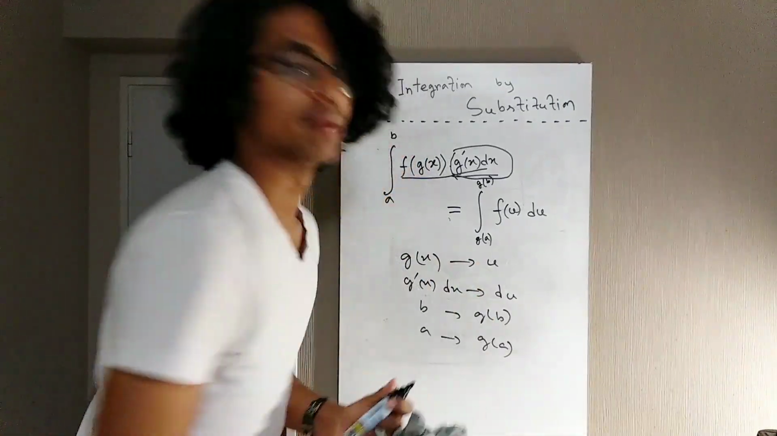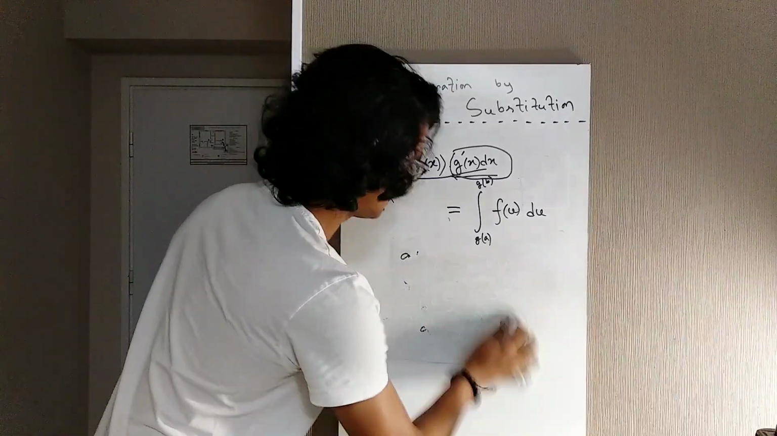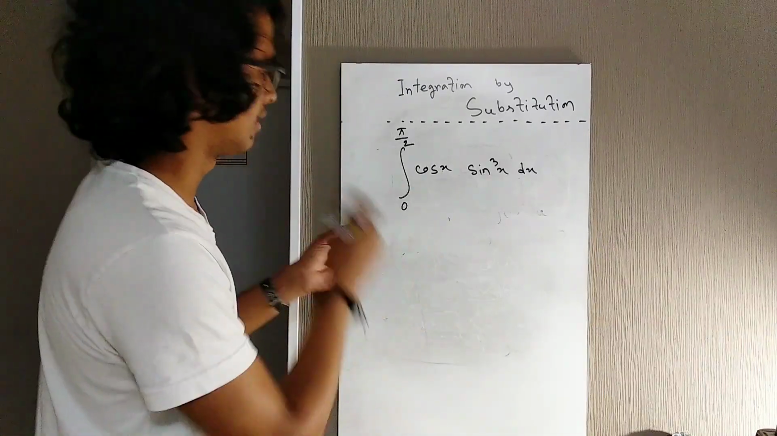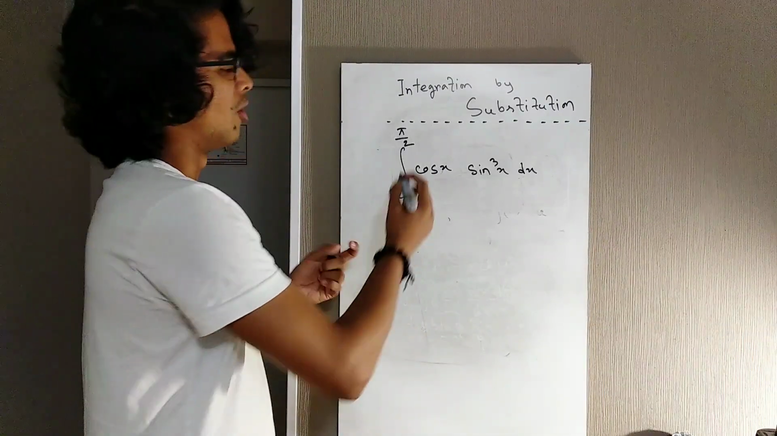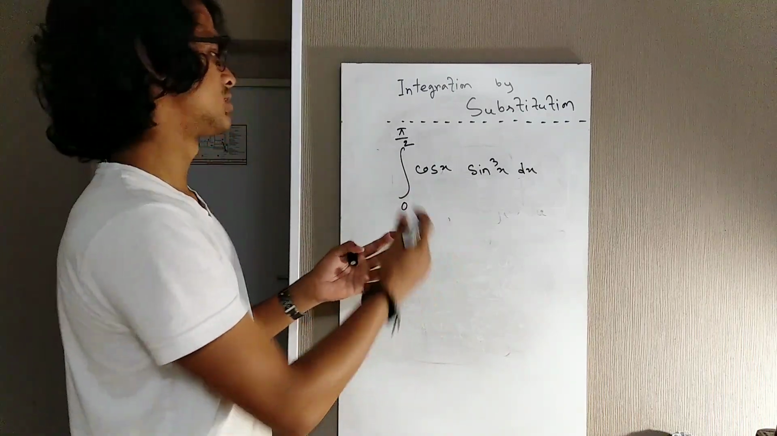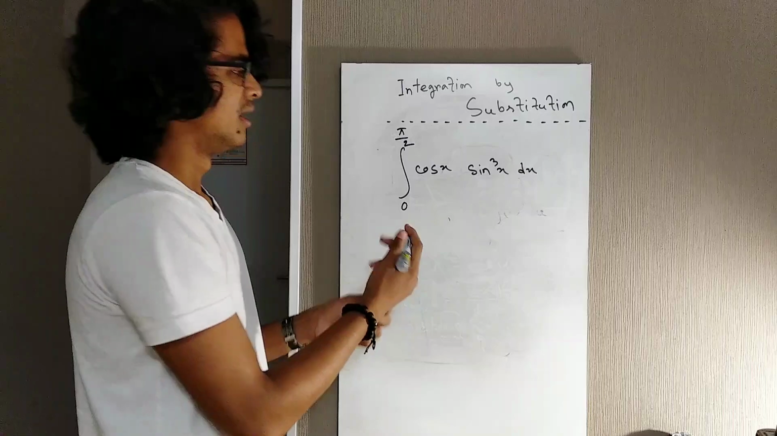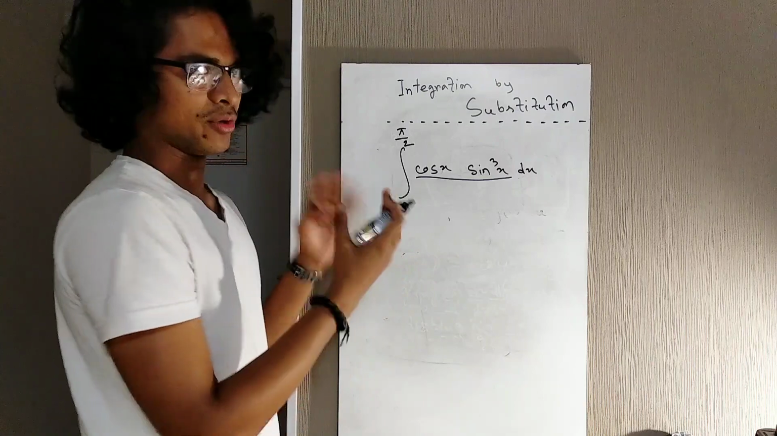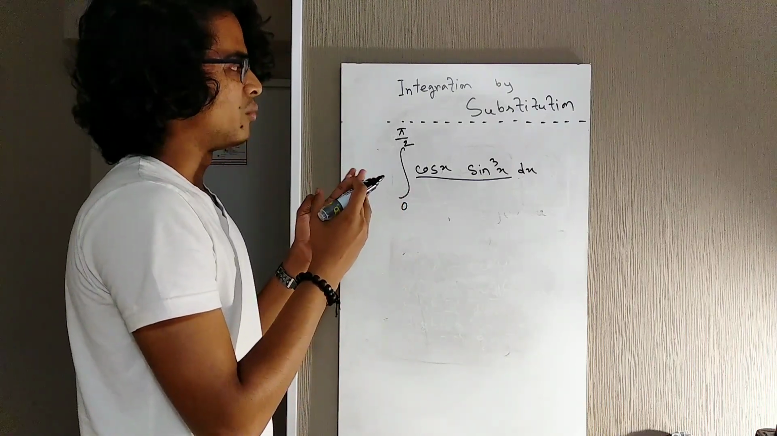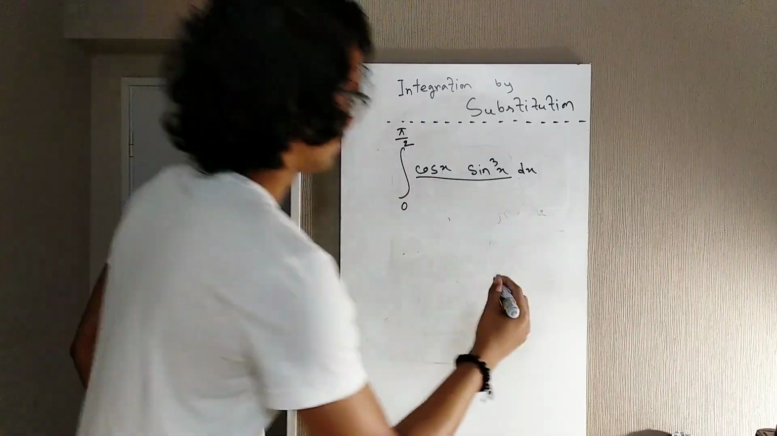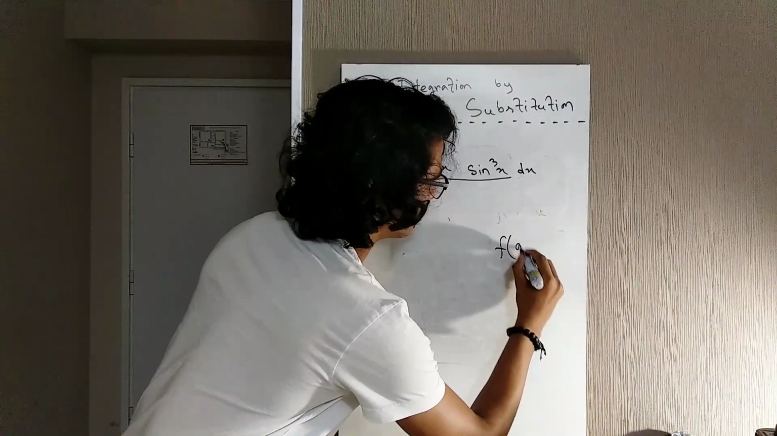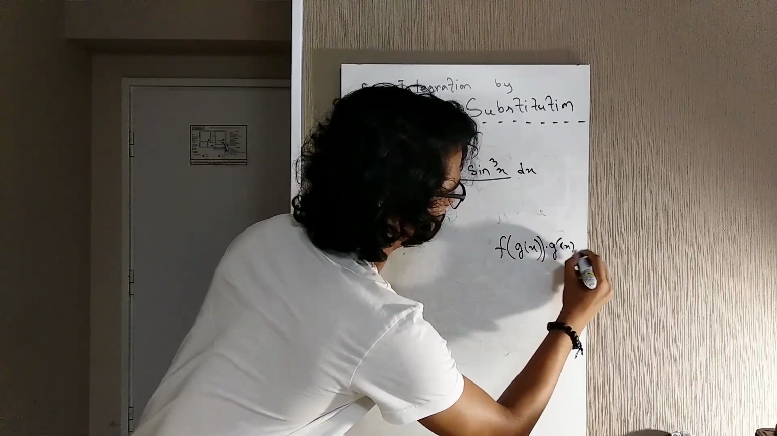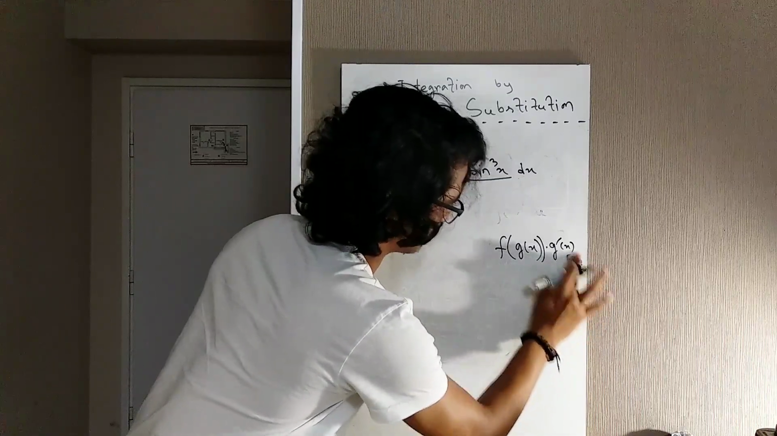Okay, I'm going to show you some examples, like how we can apply this in practical problems. The first problem we have is to find the definite integral of cos x multiplied by sine cube x dx, with limits from 0 to pi by 2. When you see this function, the integrand, we'll try to convert it to that form. What is the form? f of g of x multiplied by the derivative of g x, and then dx. Obviously dx is part of the integral.